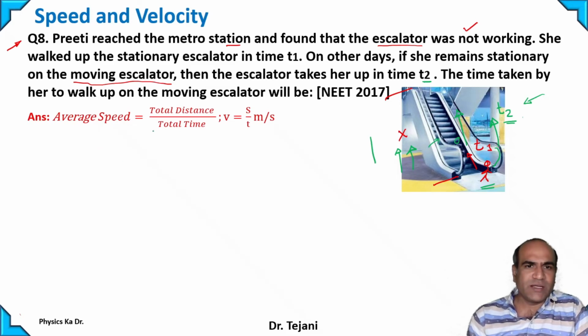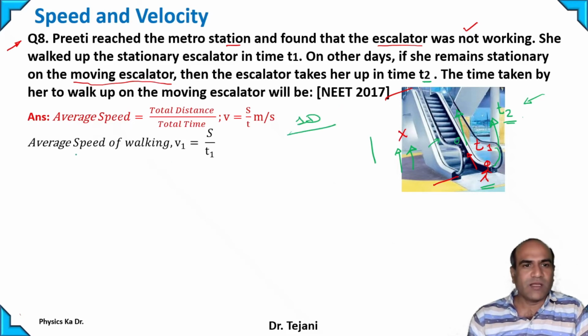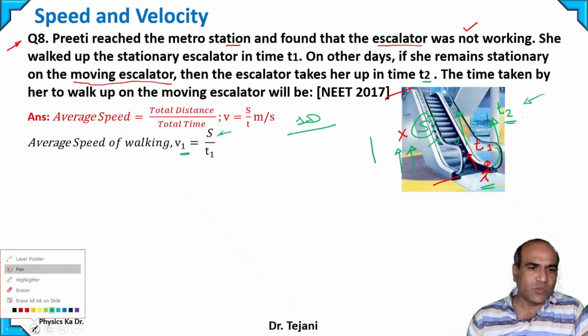So average speed is equal to total distance by total time. Whenever I talk about velocity and speed, for a linear path in 1D, both are equal, there isn't any difference. So the average speed of walking, when she walked, v1, is equal to the total distance she travels, S, divided by t1. T1 is the first time, when the escalator was not working.